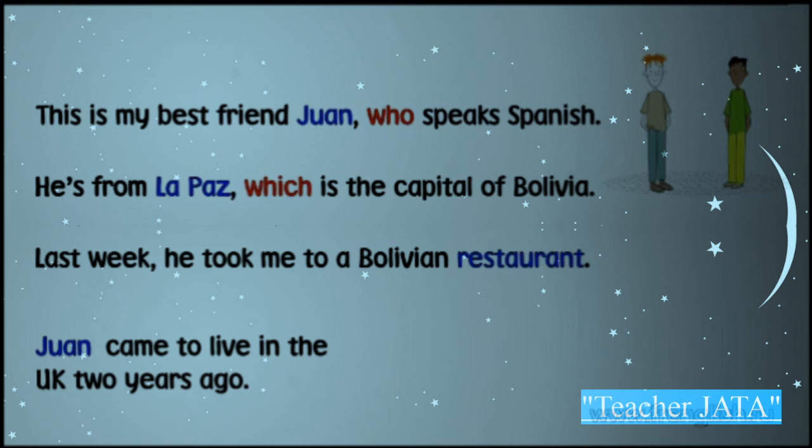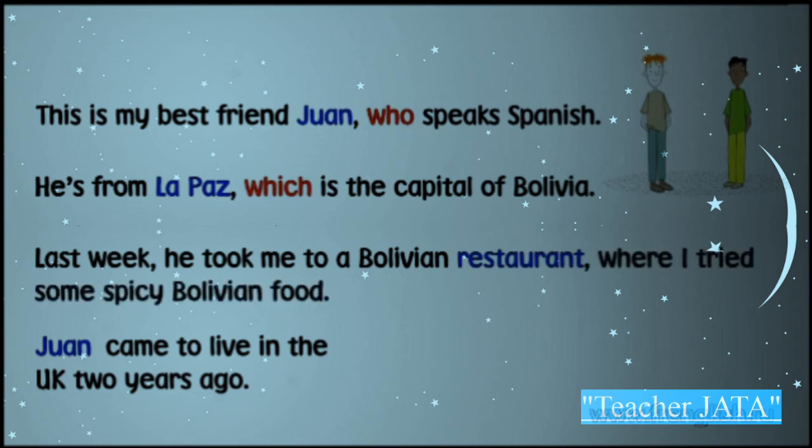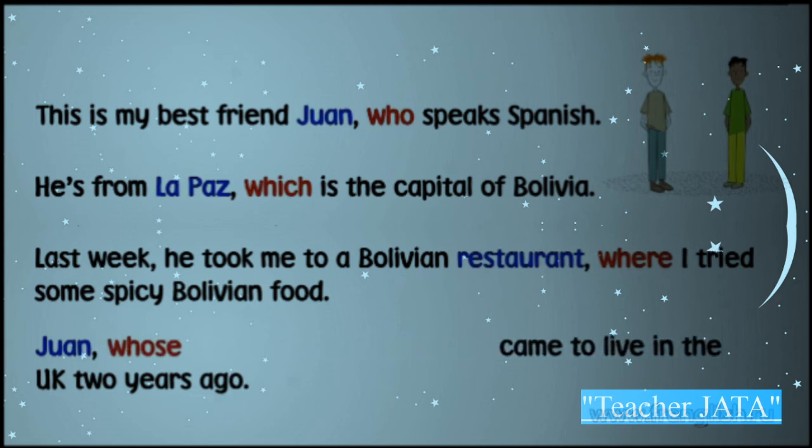To give extra information about a place, we use the relative pronoun where. We use the relative pronoun whose to give extra information about possessions and family relationships.